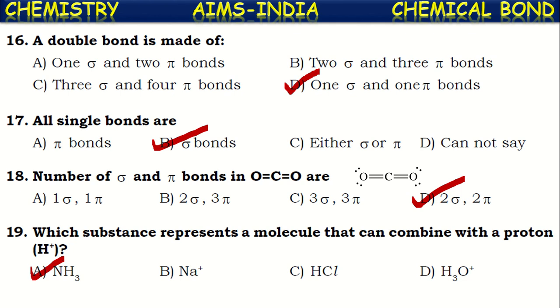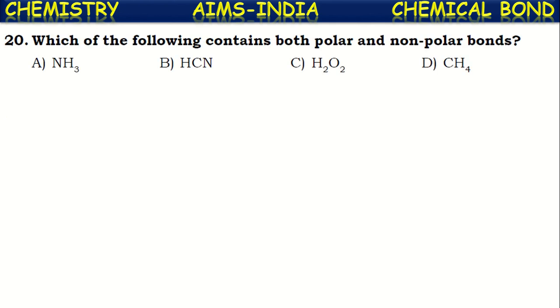Okay, next, which of the following contains both polar and non-polar bonds? So if the bond is formed between two similar atoms or atoms with zero electronegativity difference, then the bond will be a non-polar bond. If the bond is formed between two different atoms or atoms with different electronegativities, it results in the formation of a polar covalent bond. Now if you see the ammonia molecule, all the bonds are between different atoms.